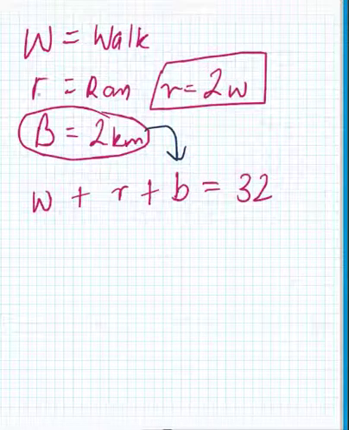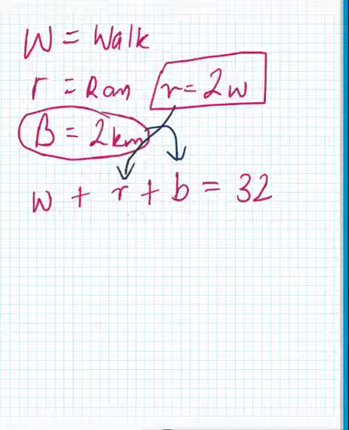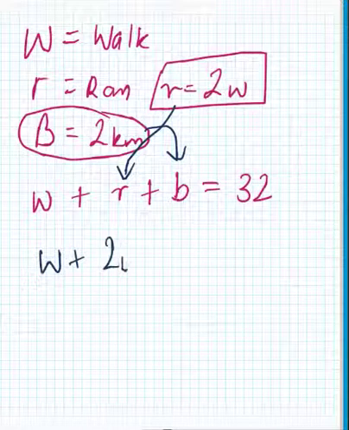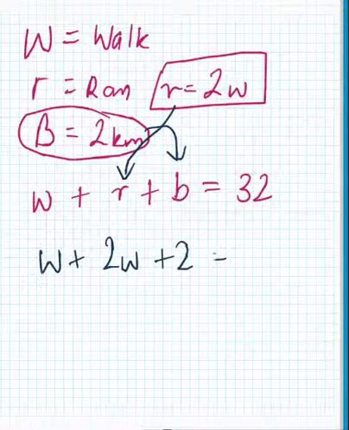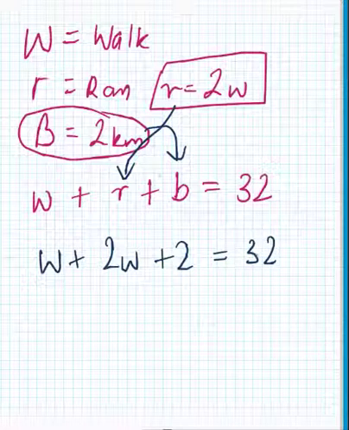And have a look. R is also 2W. So I'll replace R with 2W. So I'll end up with this. W plus 2W plus 2 equals 32. Can I now solve this? Yes, I can. We have eliminated 2 variables from the given information. The hardest part was the running part. Remember, it tells us that he ran twice as far as he walked. So it's just twice means times it by 2. W for the distance he walked.